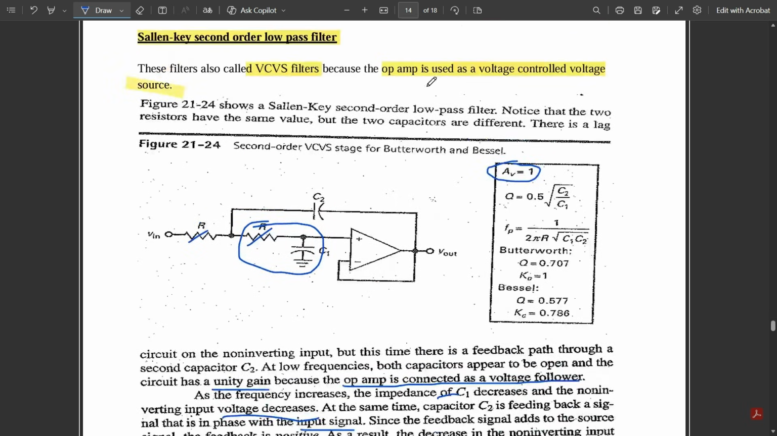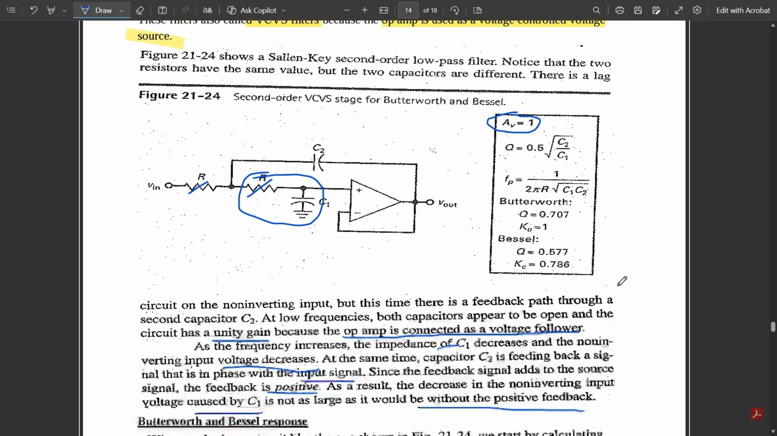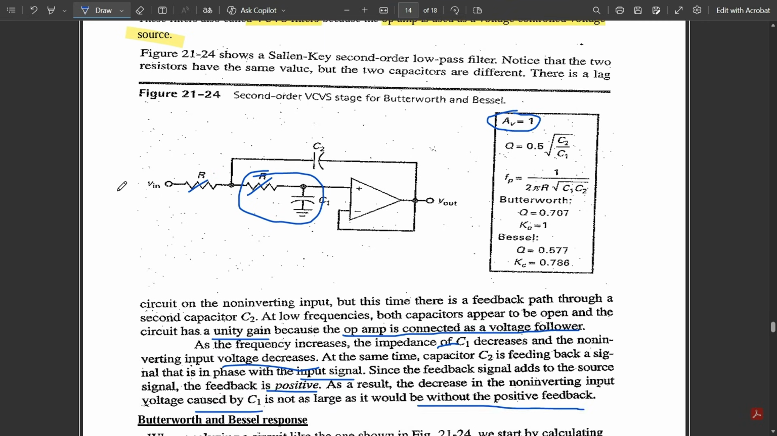Okay, so this is the basic concept related to the second order low pass filter. In that we have some components which you need to remember while solving problems. One is the value of Q. Q value is fixed for a second order low pass filter, that is given by 0.5 into square root of C2 divided by C1. Whenever they ask problems, in my passing packet also, I mentioned some problems where you need to calculate the Q value and the pole frequency.